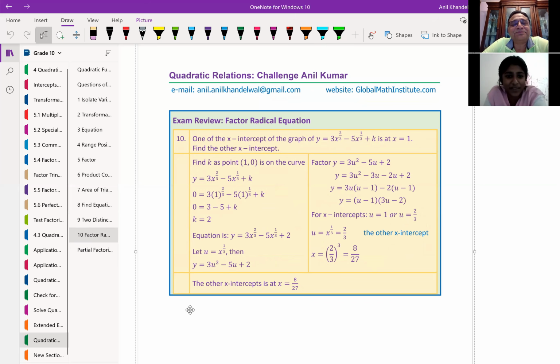So one of the x-intercepts of the graph of y equals 3x to the power of 2/3 minus 5x to the power of a third plus k is at x equals 1. Find the other x-intercept. What will you do? Tell me, what is going to be your strategy?